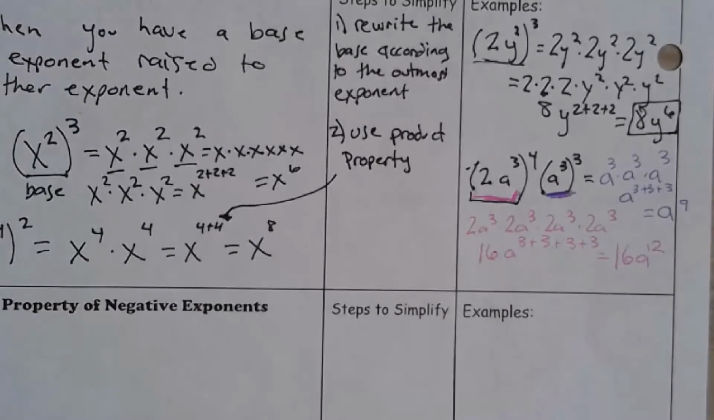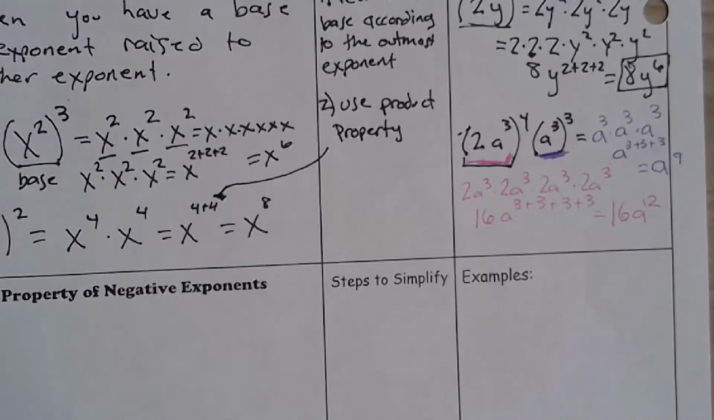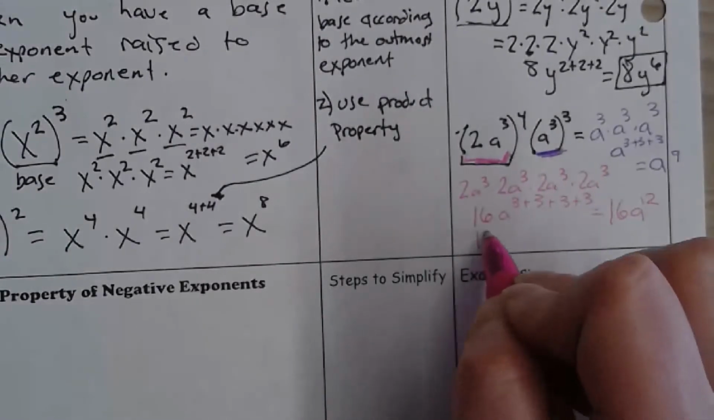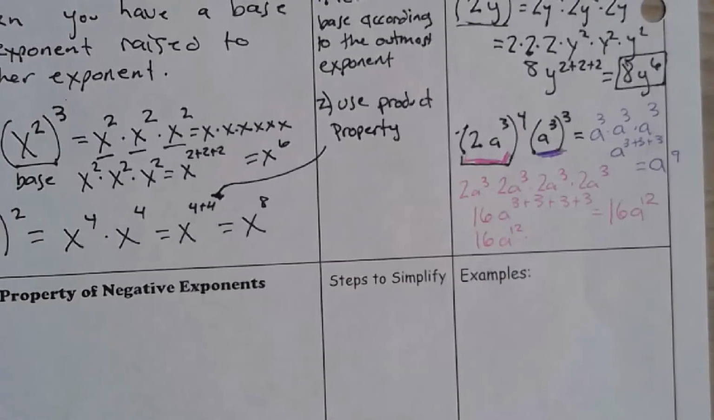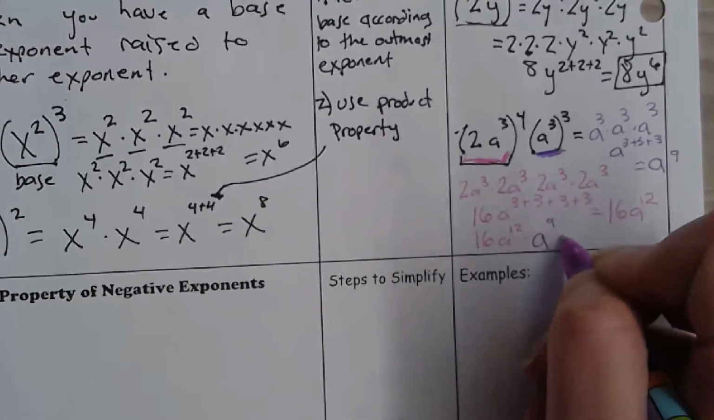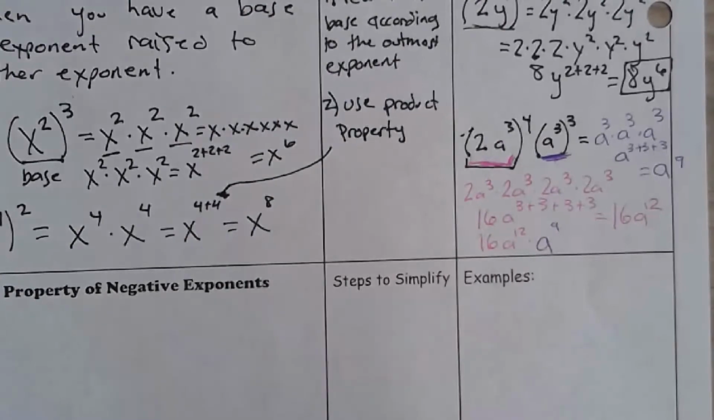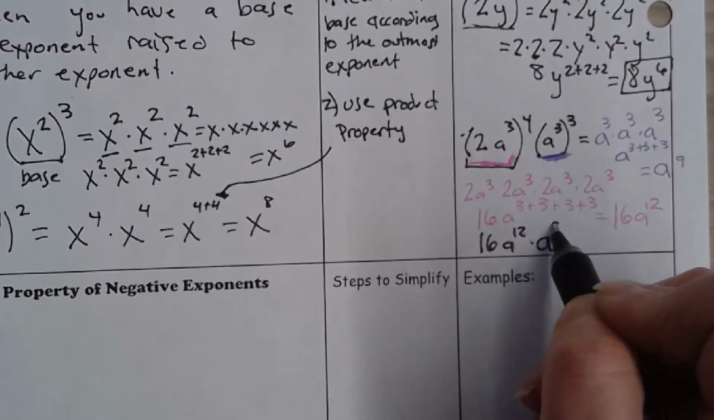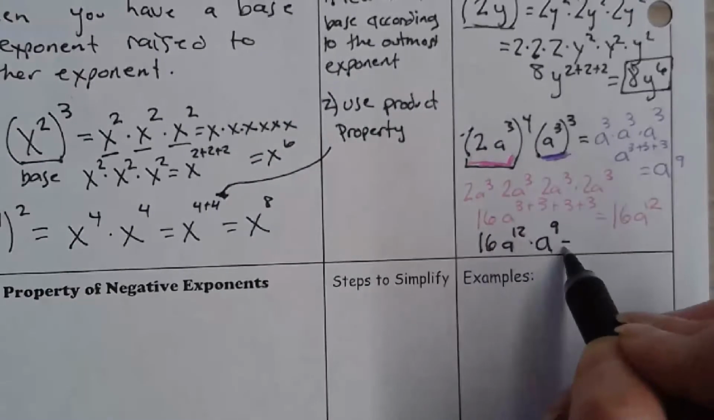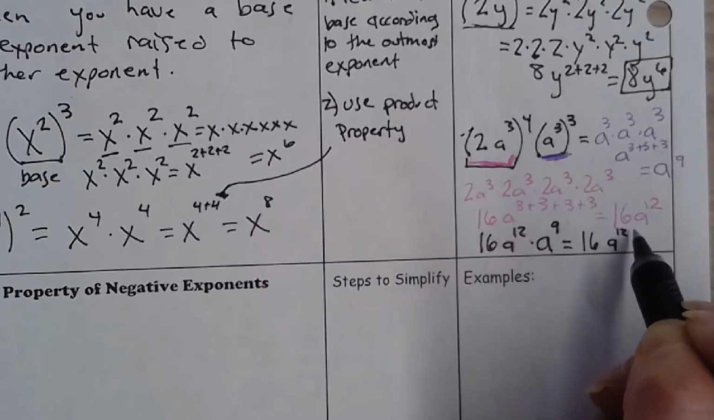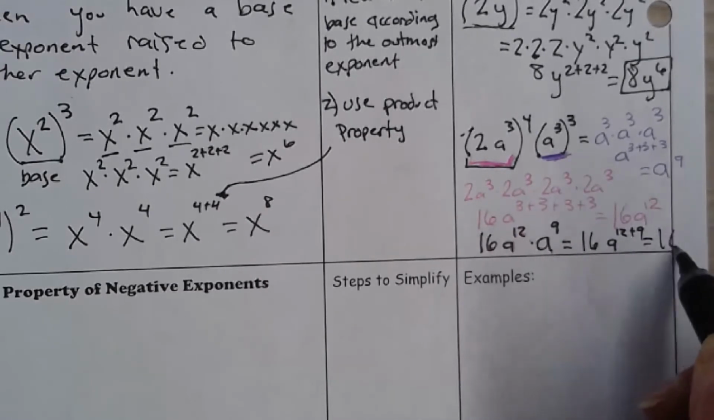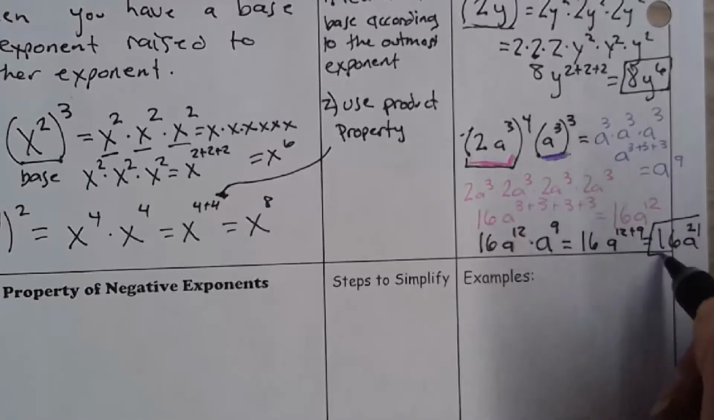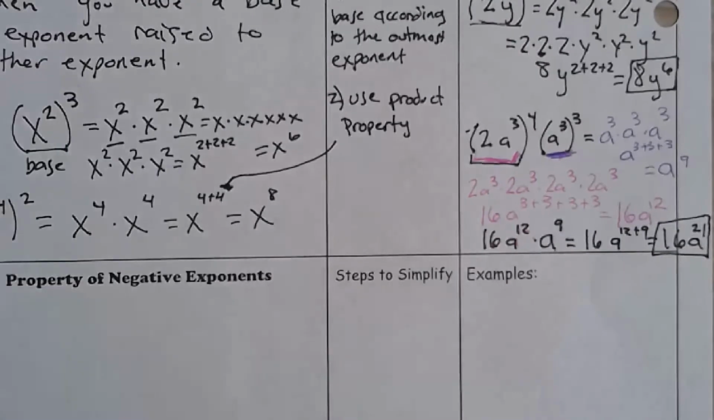So we now have, okay, that's a little hard to see. We have 16a to the 12th times a to the 9th. We know if we have the same base, that's 16a to the 12th plus 9. So 16a to the 12th plus 9 is 21. So 16a to the 21.